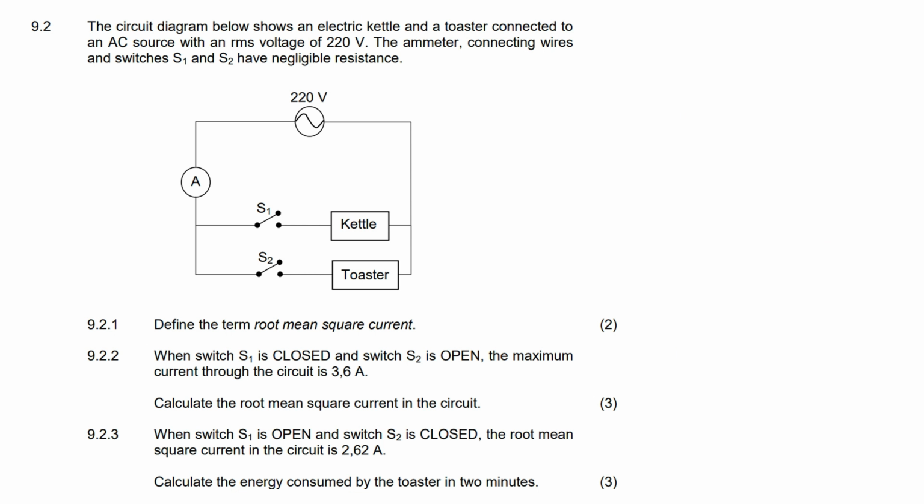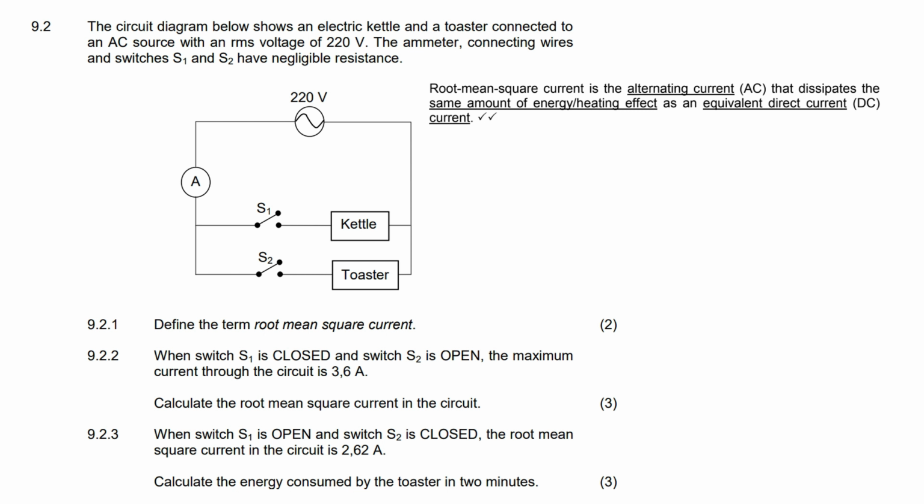The circuit diagram below shows an electric kettle and a toaster connected to an AC source with an RMS voltage of 220. Define the term root mean square current. Okay, so this is just one of those definitions. So there's the definition there.